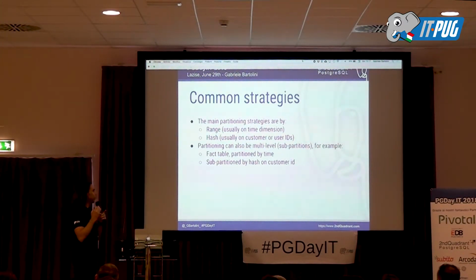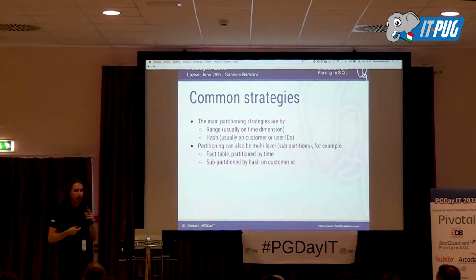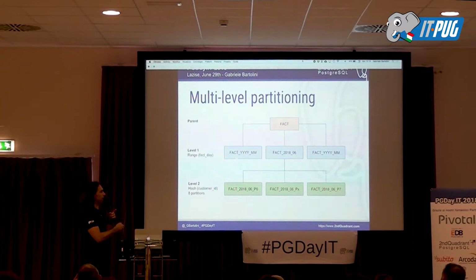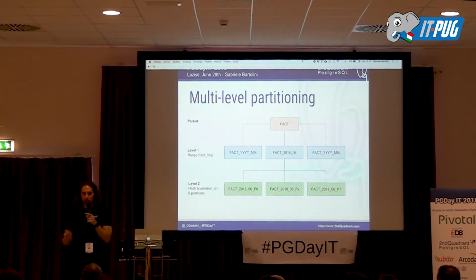Partitioning can also be multi-level. We call them sub-partitions. So, for example, we could have a fact table that is partitioned by time, and then sub-partitioned by a hash on customer ID. This is the example, the model we could generate. The master table is split based on time, and then for each partition we have, in this case, 8 partitions based on a hash on the customer ID.